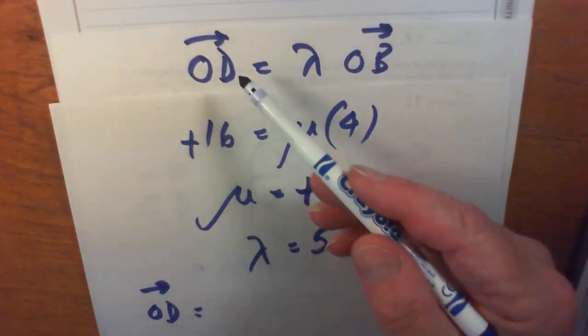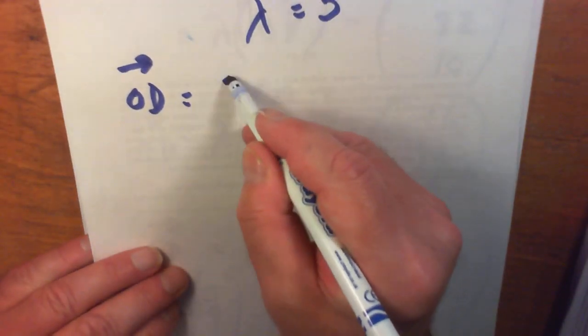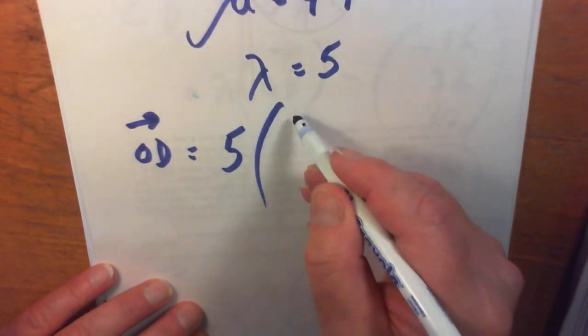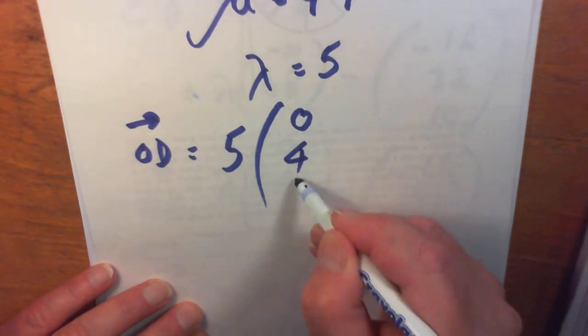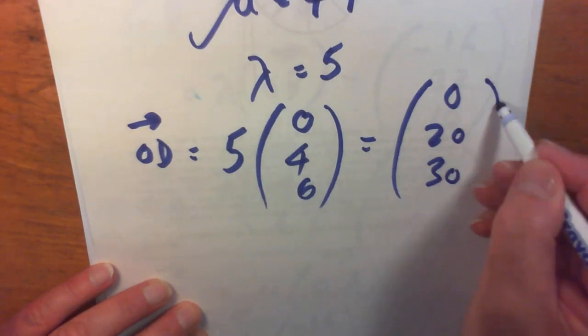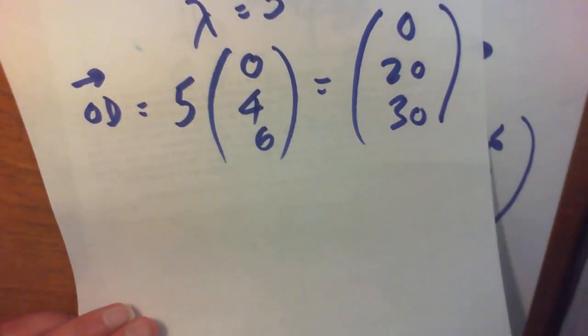right at the top there, OD equals that. So therefore OD equals 5, lambda equals 5, 0, 4, 6, which equals 0, 20, 30. Right.